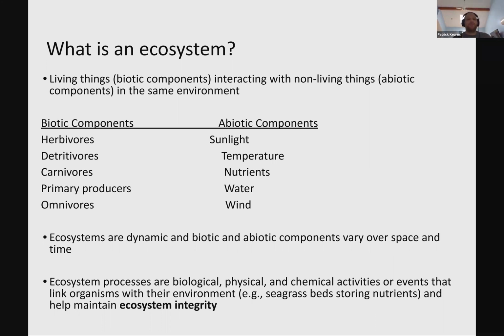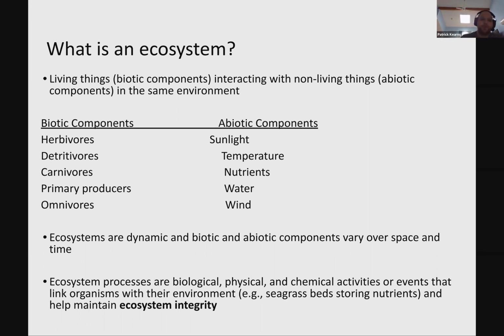Now, when we think living, it's everything you can see that's alive. It's things that eat plants, things that eat dead things, so herbivores or detritivores, things that eat other things, carnivores, primary producers such as plants and algae, and omnivores such as humans that eat a little bit of everything. And so that's what the living parts are. Every living thing in the ecosystem is the biotic component.